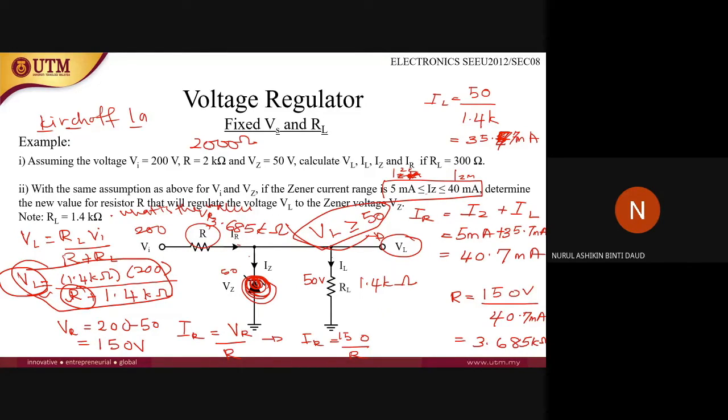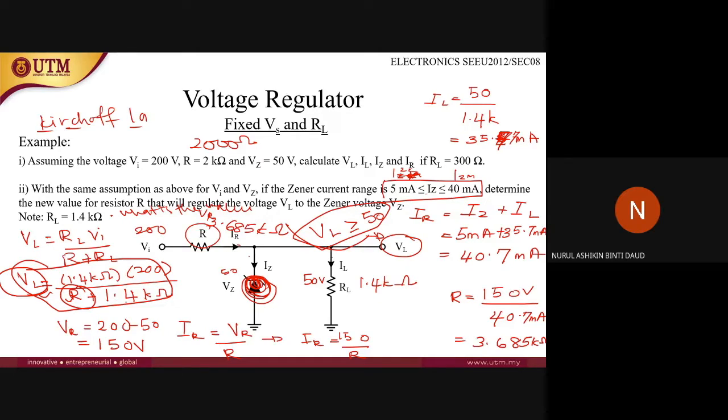The value will be exact if you know what the current value is here. What is the current value here? If you include 3.685 inside here, you will get the exact value of VL, with the minimum current of the Zener. I didn't try to calculate. Maybe you can try later on.